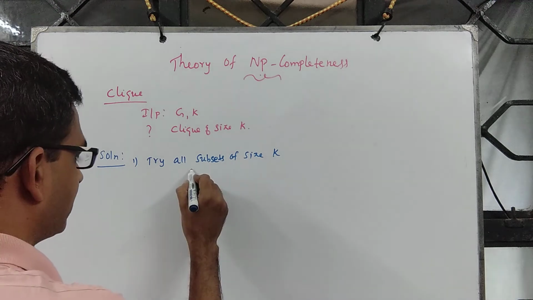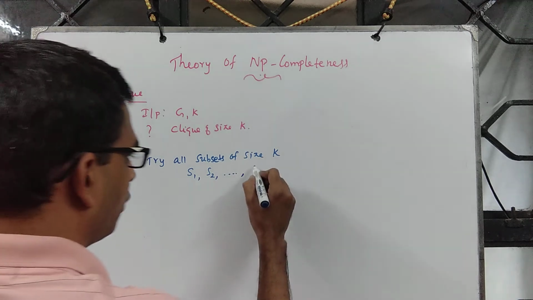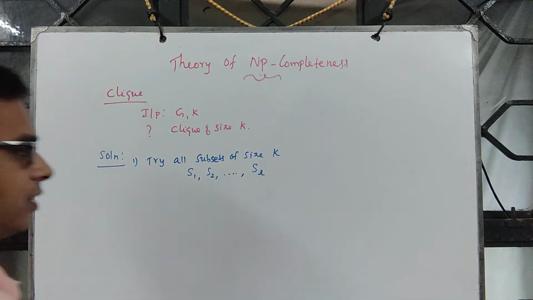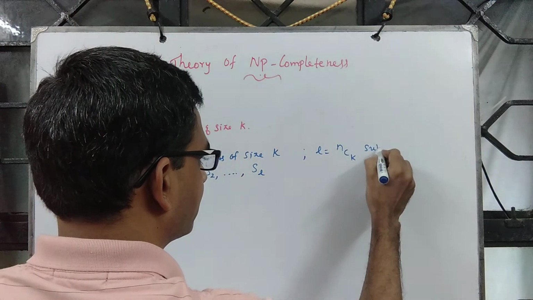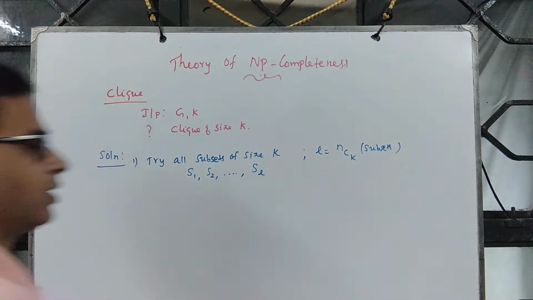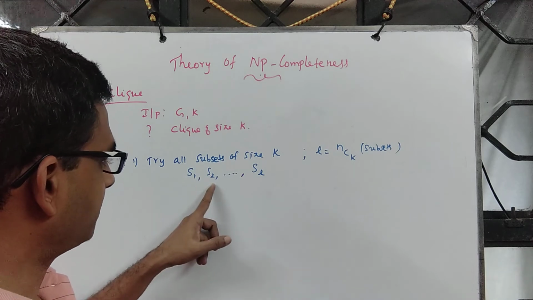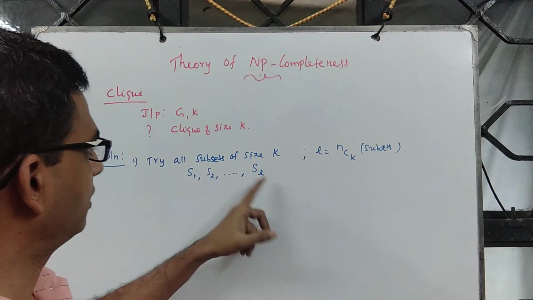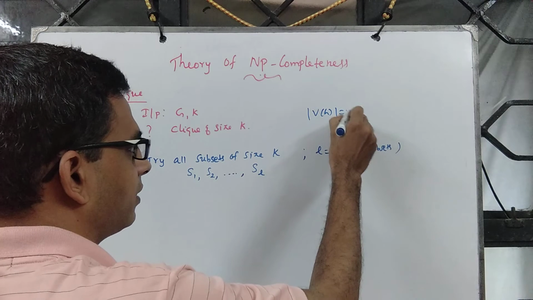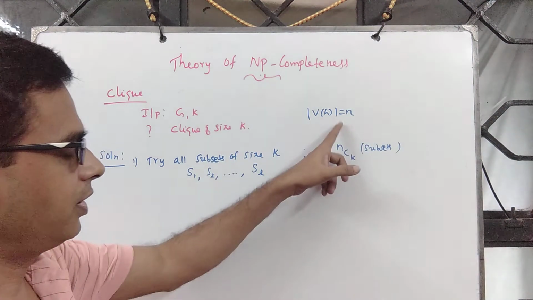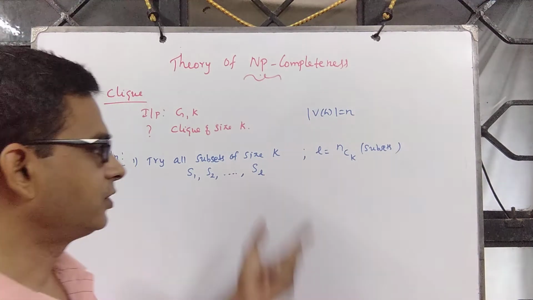So you have subsets like S1, S2, and like this you try. How many subsets will there be? You see that there will be n choose k subsets, correct? So you try listing one subset of size k, a second subset of size k, and so on. You have a set of size n, and the cardinality of V of G is n, and in that you are listing all subsets of size k, and there are n choose k of them. So L is precisely this.